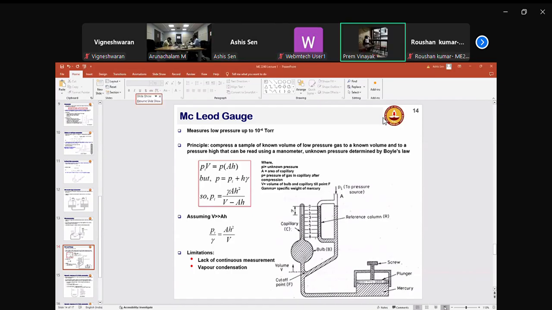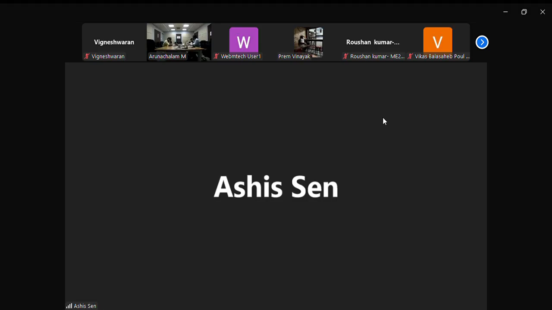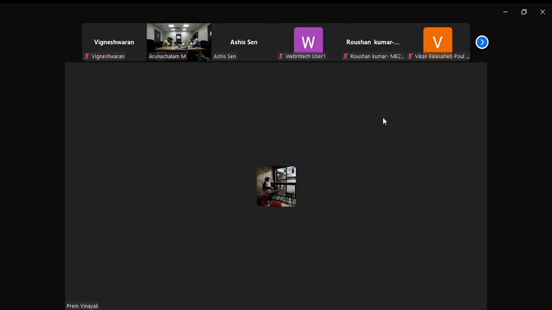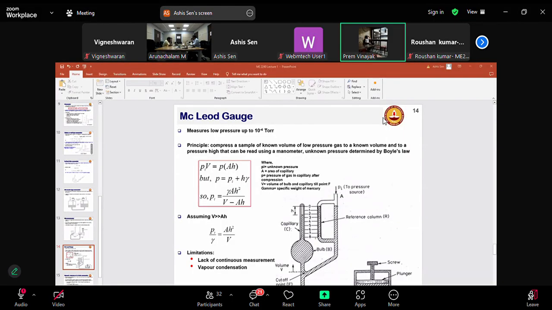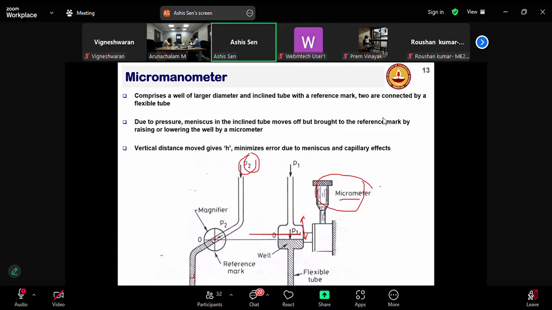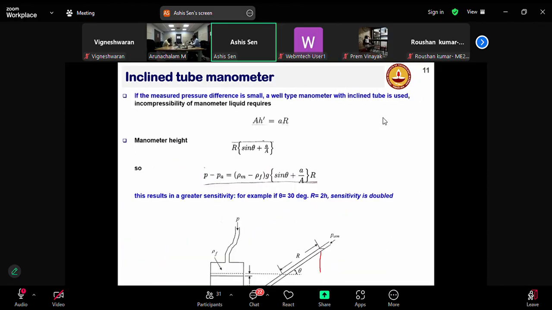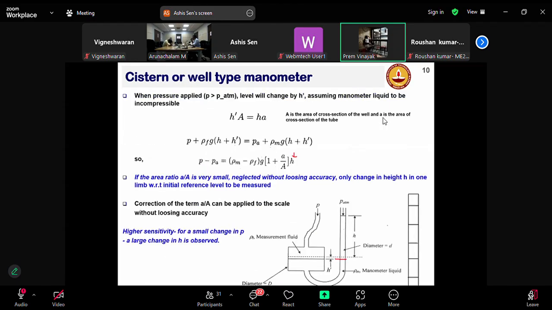Sir, Prem here. Am I audible? Yeah, just give me one second. Recording stopped. Yeah, please go ahead. Can you explain a little bit about this pitot tube? Which one do you want to talk about? The pitot tube, not specifically on the slides, but the general working of the pitot tube and its principles.